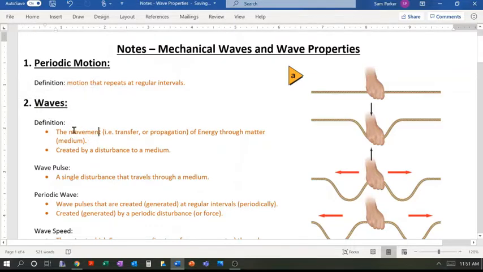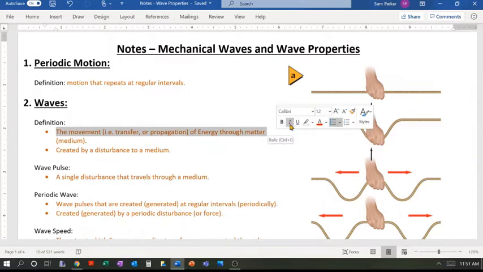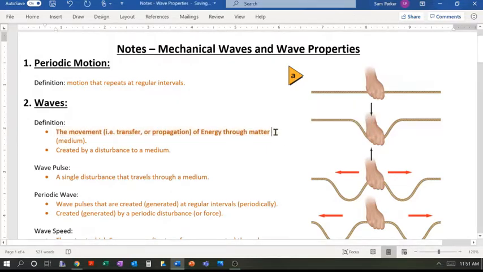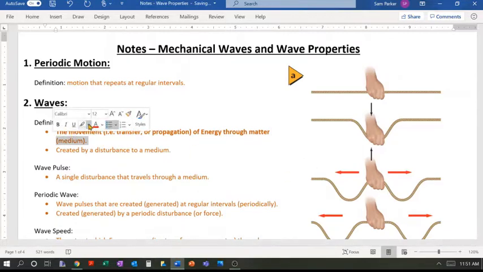In general, waves are the movement of energy through matter. Okay? Mechanical waves are the movement of energy through matter. And it's important to remember that not only are they created by a disturbance to a medium, they require a material medium. You can't have a mechanical wave without some sort of material medium. We've talked about how matter can move, but waves are the movement of energy through matter: solids, liquids, and gases. Matter is just what we refer to as a medium.